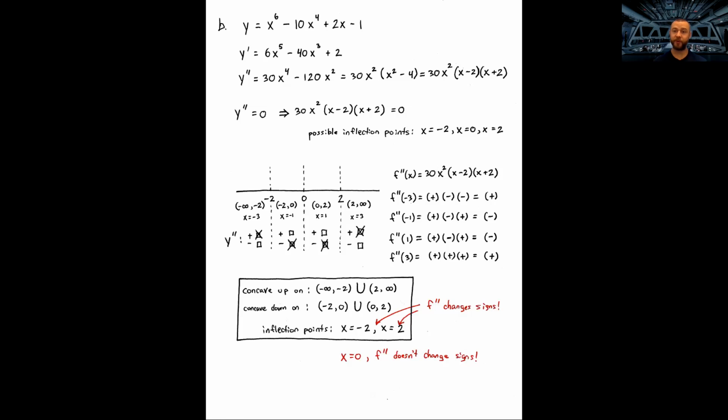All right, now out of 3 possible inflection points, we find this function only has 2 actual inflection points. So just keep that in mind while we're calling these possible inflection points. Not all of them might actually turn out to be inflection points. Our sign chart confirms that.